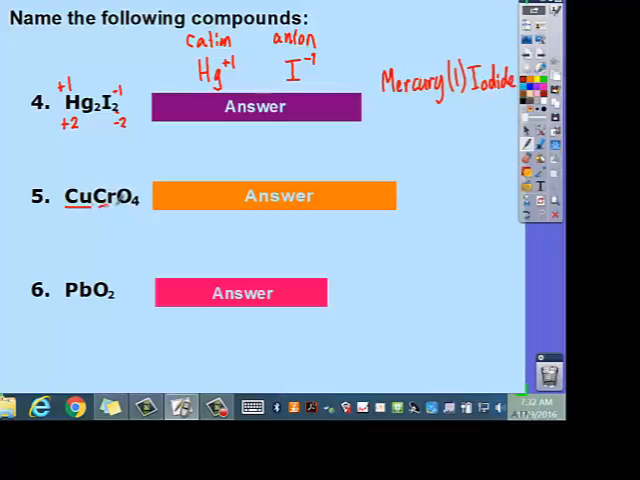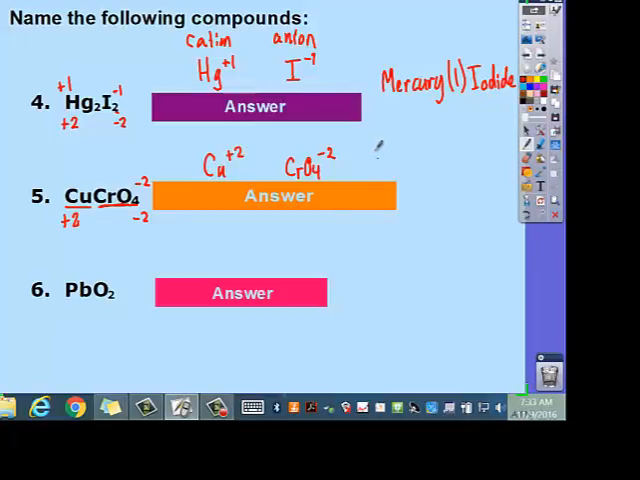Next, I have Cu and CrO4. Cu is copper, and CrO4 is what? You gotta look for a polyatomic ion here. Go to the back of your periodic table, find CrO4. It's called chromate. So my anion is going to be chromate, CrO4, and that has a -2 charge. My cation is going to be copper. There's only 1 chromate, so -2. I need a +2 over here, and there's only 1 copper, so it's a +2 charge.